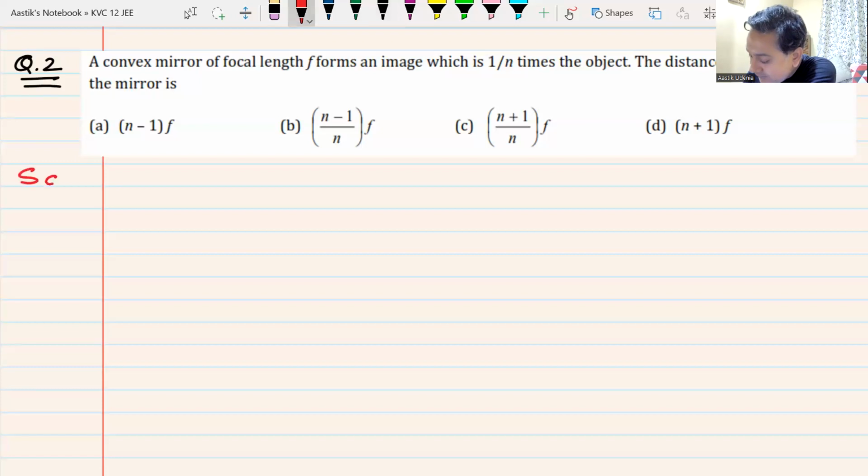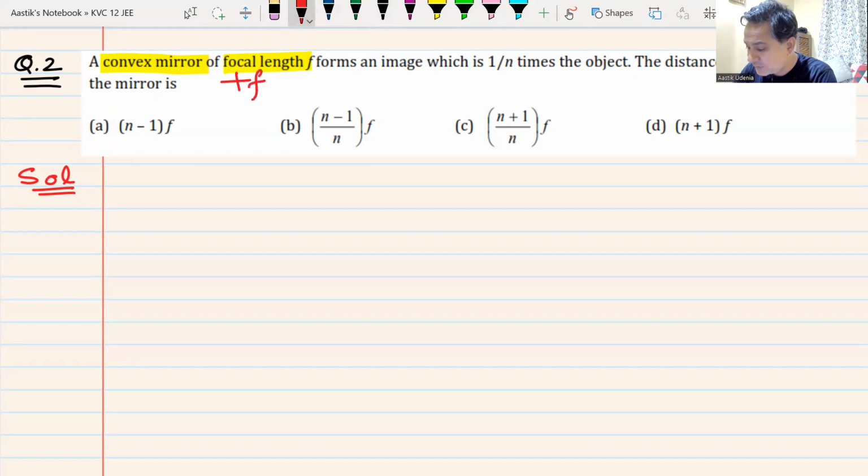Now let us see the important point that you must remember, because if this question comes in JEE Main or Advanced, they might give you options that might be confusing, and in haste you might mark the wrong option. Let us see what things you have to understand in this question. The first thing: it is a convex mirror. A convex mirror has a focal length f, so this focal length will be taken as plus f.